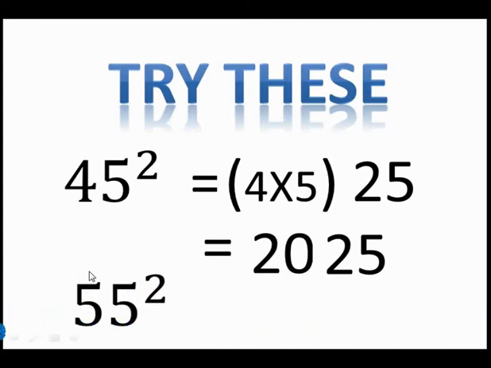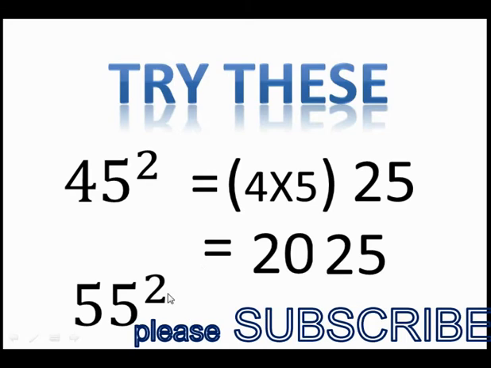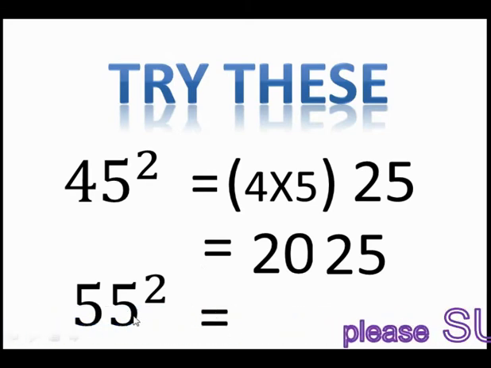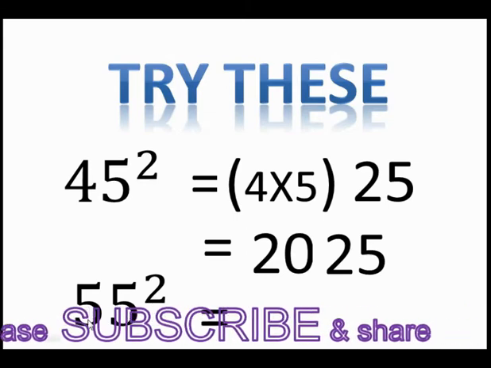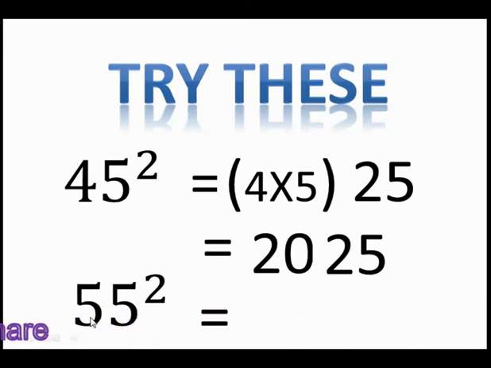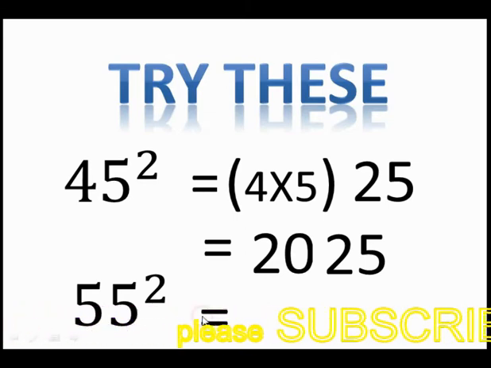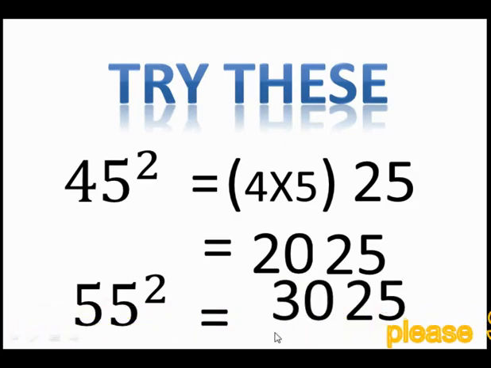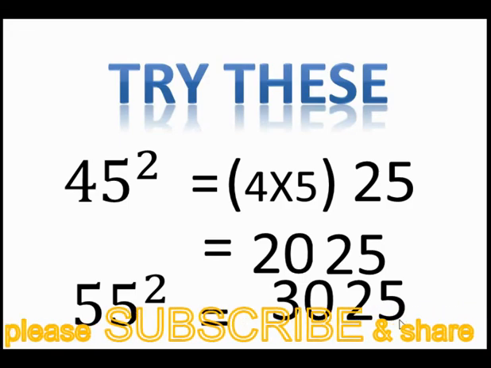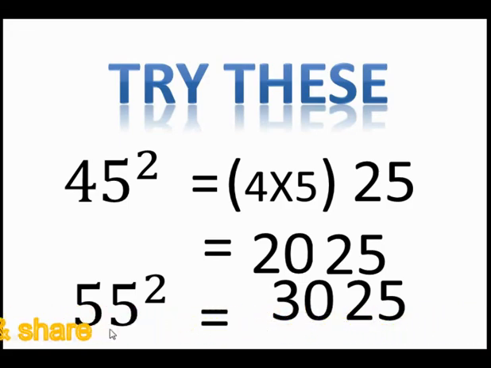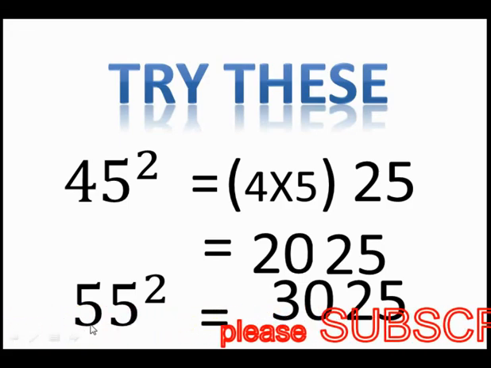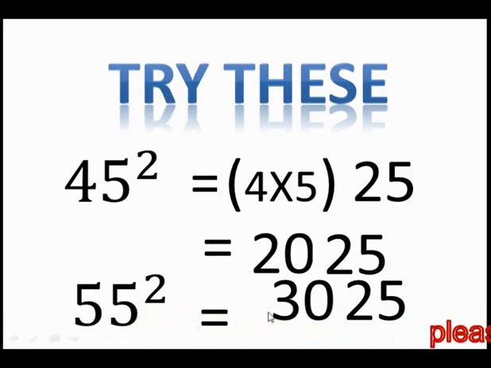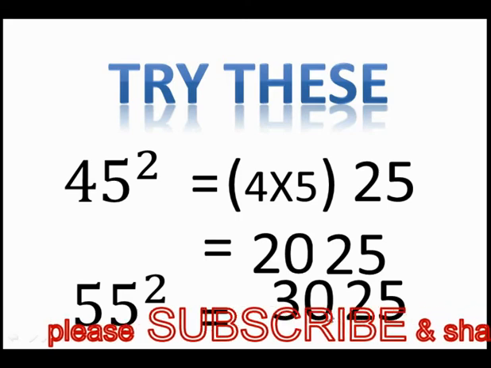Next one, what is 55 square? For finding 55 square also we apply the same trick. The last part is always 25. For finding the first part, what do we do? We multiply 5 with the next number. 5 plus 1 is 6. 5 multiplied by 6 is 30. So we will get 3025.